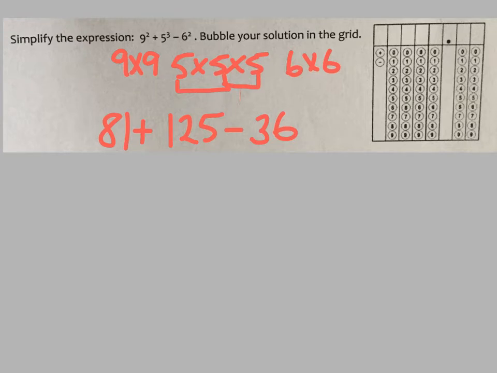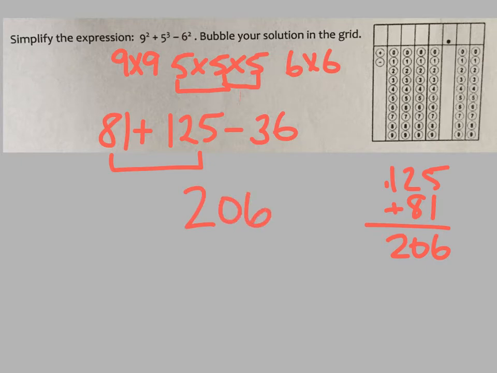After I do exponents, now I either multiply or divide, whichever I see first, and I don't see multiplication or division. And then add or subtract, whichever we see first. And we see adding first. So 81 plus 125 is 206. 206 minus 36 is 170.